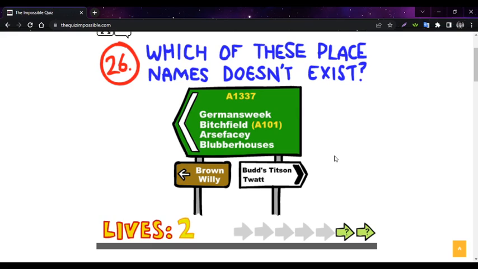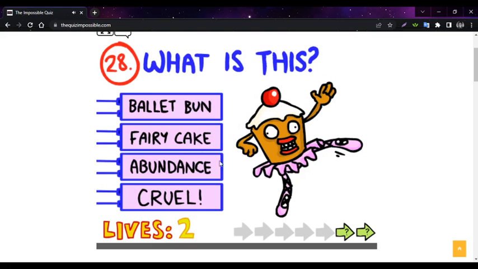Okay. This is one of the more hilarious questions. Which of these place names doesn't exist? German's Week? This field? I'm going to say female dog field, A101. Arsfacey? Blubber Houses? Brown Willy? Bud's Titson? And that. Arsfacey. Go 28.